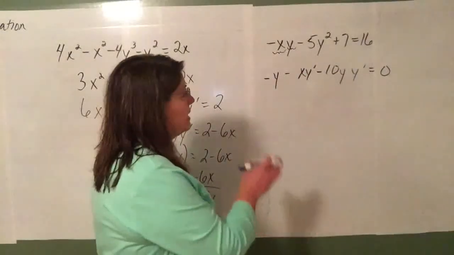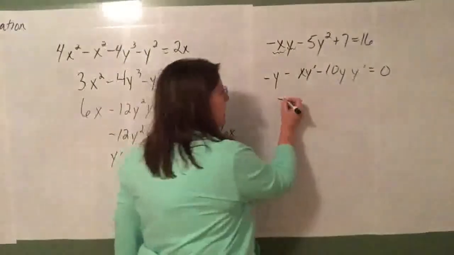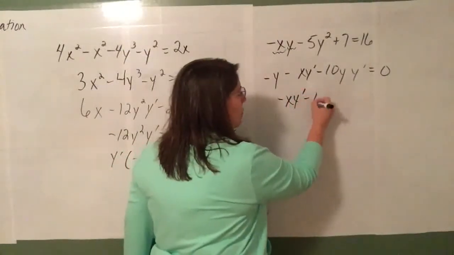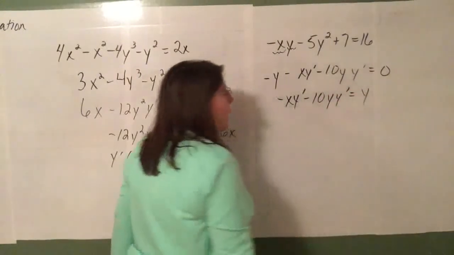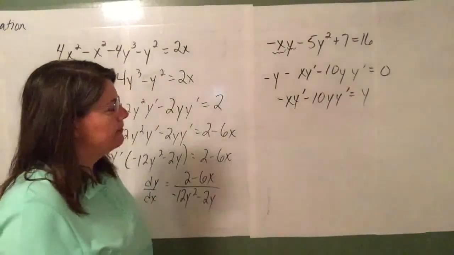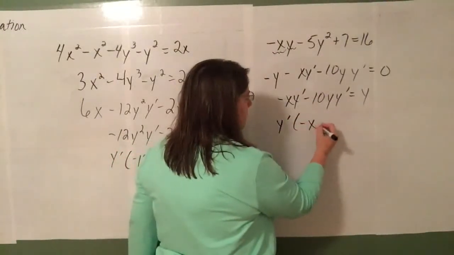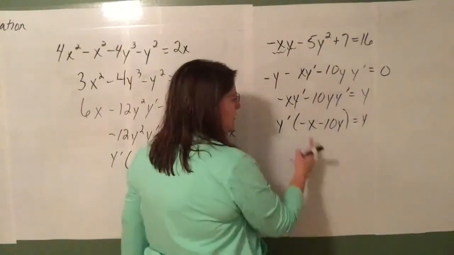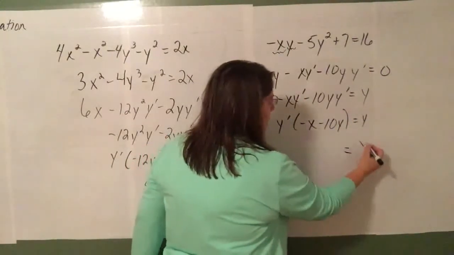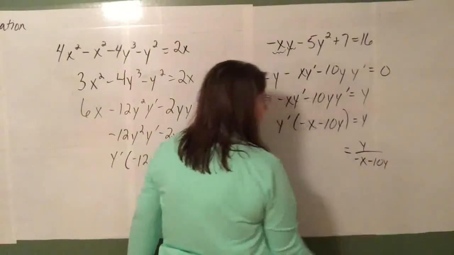And then everything that has a y prime, I'm going to leave on the left. Anything that doesn't have a y prime, I'm going to move to the right. So that means the y ends up being on the right-hand side. I'm going to distribute out the y prime. And then I'm going to divide by everything that is not y prime. So I've got a y over negative x minus 10y.